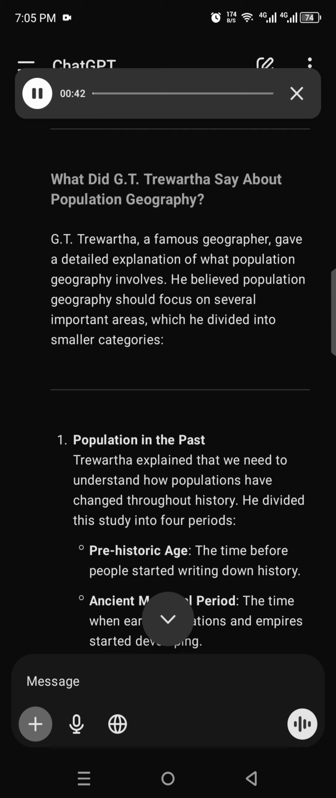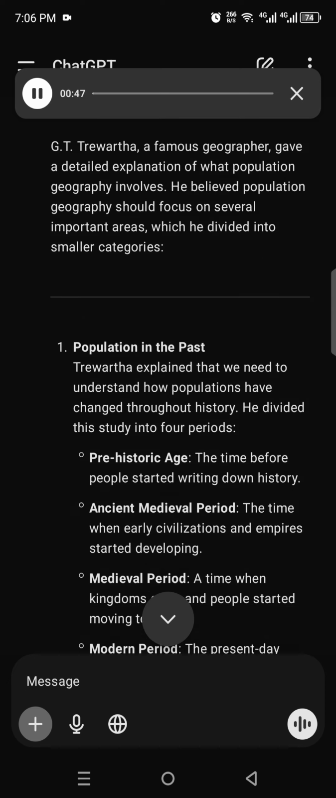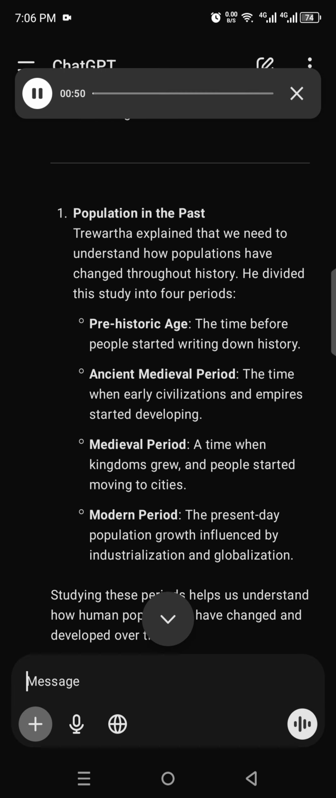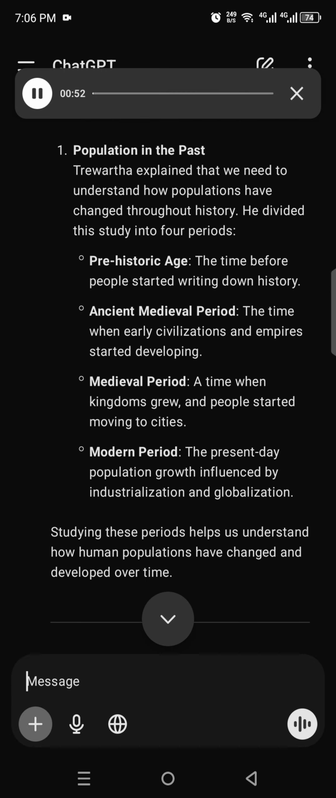1. Population in the past. Trewartha explained that we need to understand how populations have changed throughout history. He divided this study into 4 periods.